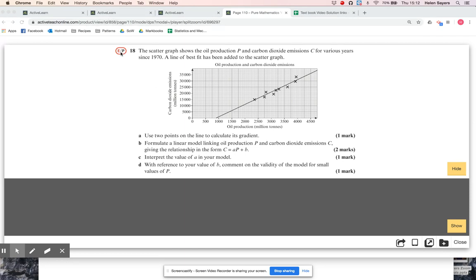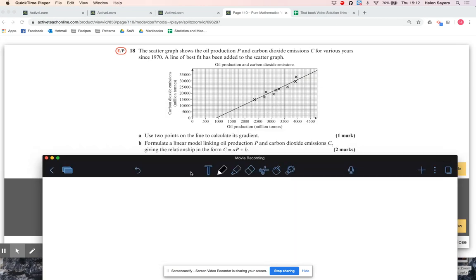It's an exam question, and they're just introducing more of these real life questions. It doesn't mean they're any harder, just that, as I said, they look a little different.